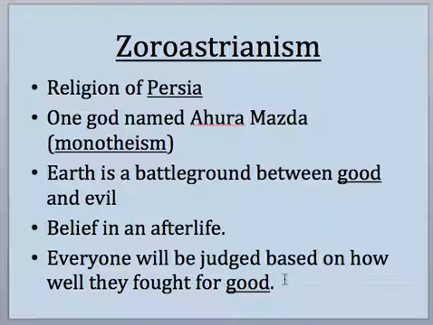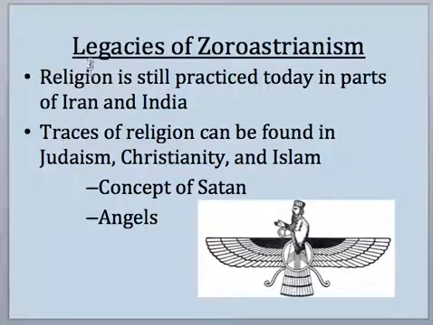Now you can see these last 3 points here, they sound like some of those elements have carried over to other monotheistic religions, and that is the case. So those are what we call the legacies of Zoroastrianism. It's still practiced in parts of Iran and India, and traces of it can be found in Judaism, Christianity, and Islam. There is a concept of Satan in it, and there are angels. And this is a common symbol within Zoroastrianism.